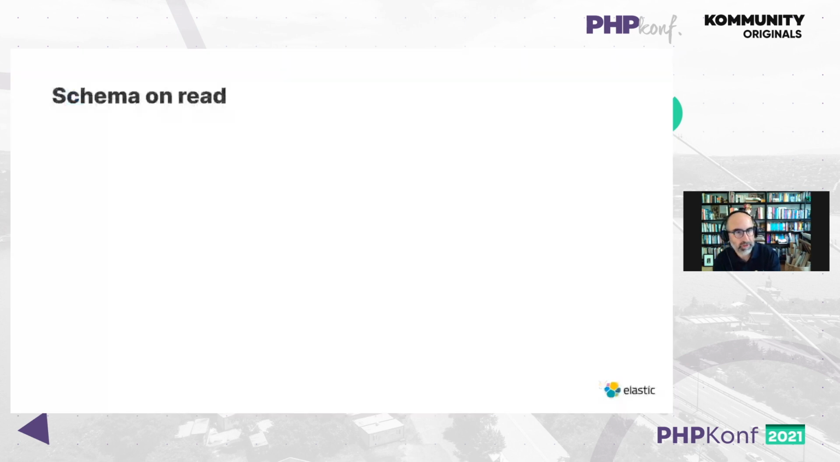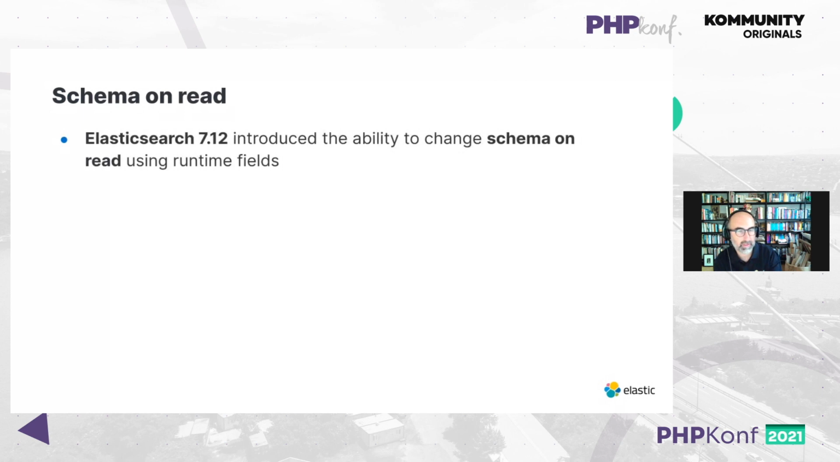A very new feature that we introduced in Elasticsearch 7.12 was the schema on read. This is very interesting. Imagine that you have a document with a specific structure, and you want to create a field when you perform a search query that performs a script. So you want to perform a script inside a query. When you read information, not when you are indexing or updating any information, you want to perform some operation when you read information.